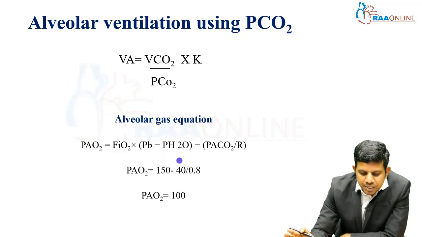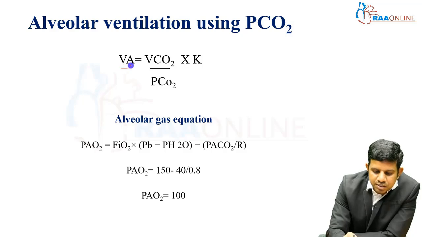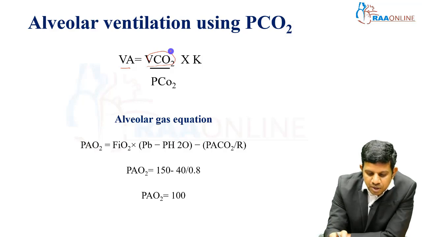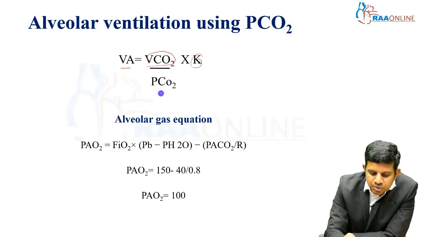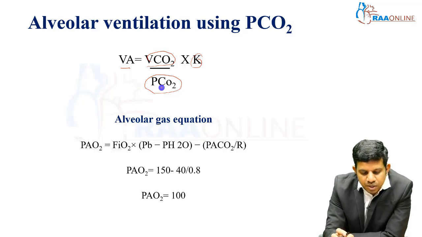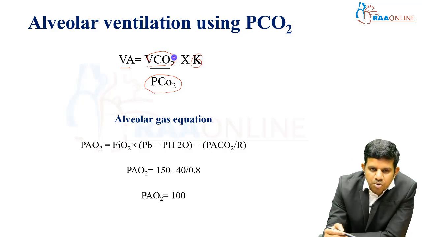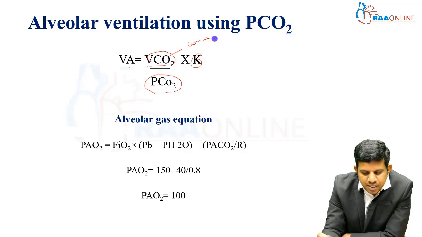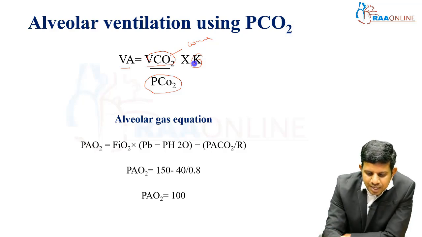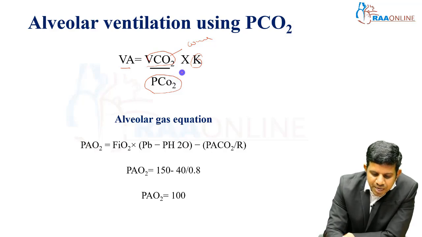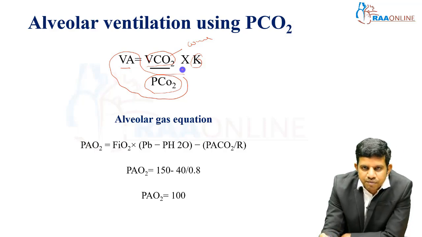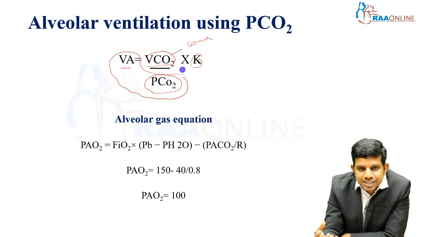This is a formula for alveolar ventilation. VA is alveolar ventilation, VCO2 is the carbon dioxide production in the body, K is a constant, and PCO2 is the partial pressure of carbon dioxide. The carbon dioxide production in your body is going to be constant unless there is a change in the patient's condition. K is already constant. So the PCO2 mainly depends upon your alveolar ventilation. Any change in alveolar ventilation is represented by a change in your PCO2.